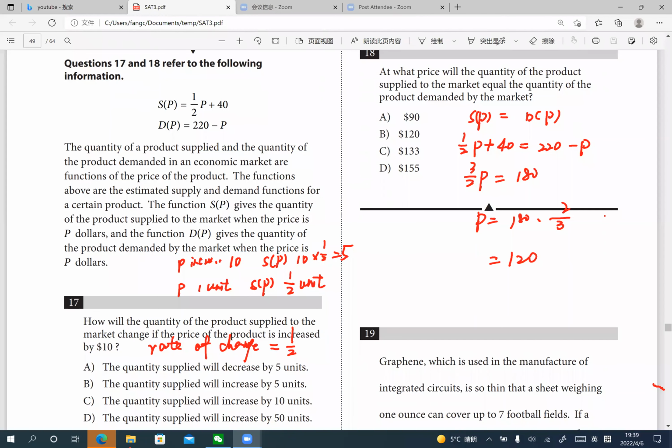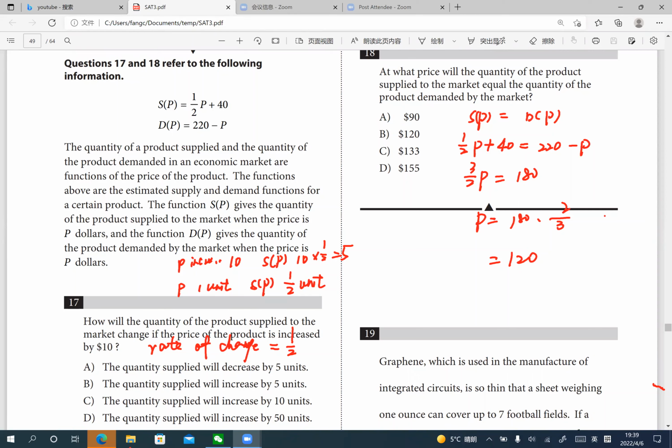Questions 17 and 18 refer to the following information. S(P) equals 1/2 P plus 40. D(P) equals 220 minus P. The quantity of a product supplied and the quantity of the product demanded in an economic market are functions of the price of the product. The functions above are the estimated supply and demand functions for a certain product.